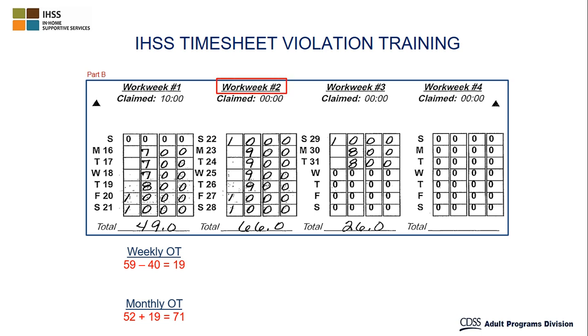In Workweek 2, for the Part B timesheet, the provider claimed 66 hours. This again is 26 hours of overtime for the week. When the 26 overtime hours are added to the running total of 71 overtime hours, the total becomes 97 monthly overtime hours. The provider has claimed 97 overtime hours. During Workweek 2 of the Part B timesheet, the provider received a violation because they claimed more than their allowed 80 monthly overtime hours.